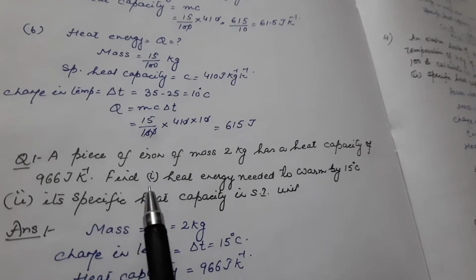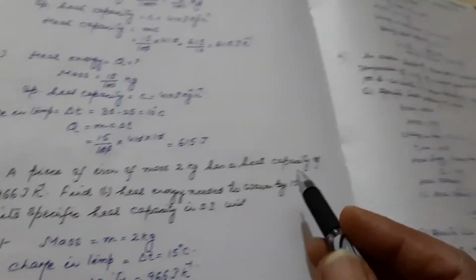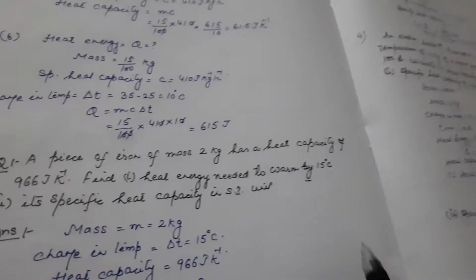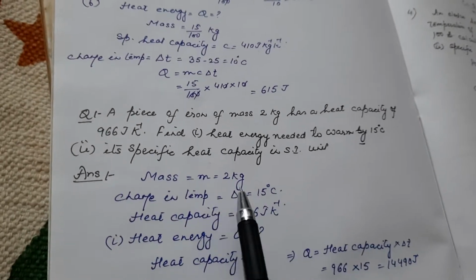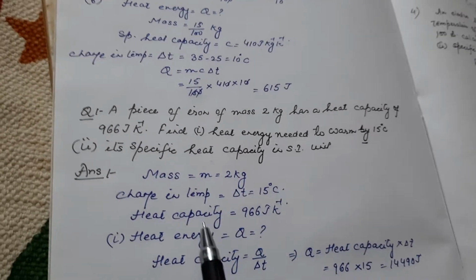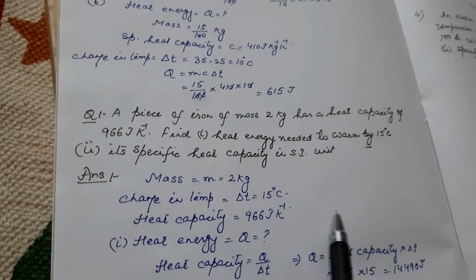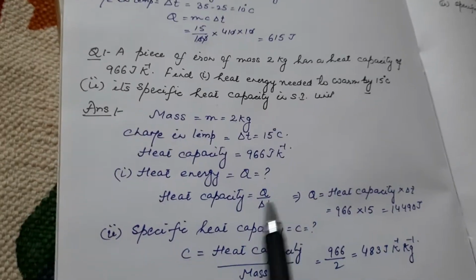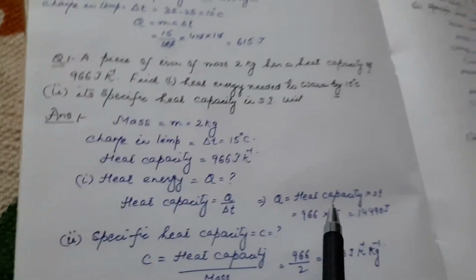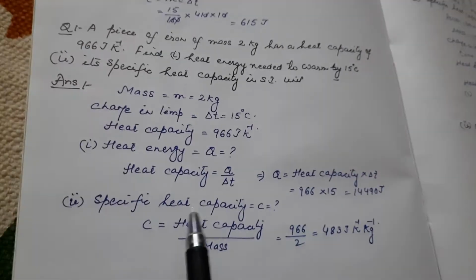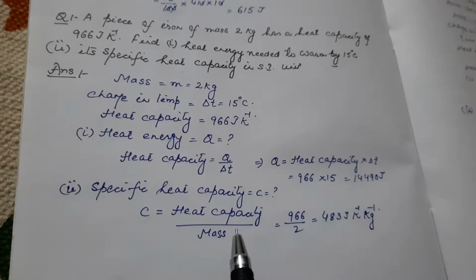Next is a piece of iron of mass 2 kg that has a heat capacity of 966 joule per Kelvin. Find the heat energy needed to warm it by 15 degrees Celsius. Concentrate on this word by. By means directly that delta T is given. So here the mass is given, 2 kg. Heat capacity is given, 966, and delta T is given, 15 degrees Celsius. We require Q. So using the formula heat capacity is equal to Q upon delta T, we will find Q. Second, we require the specific heat capacity. Specific heat capacity, you know well, is heat capacity upon mass.